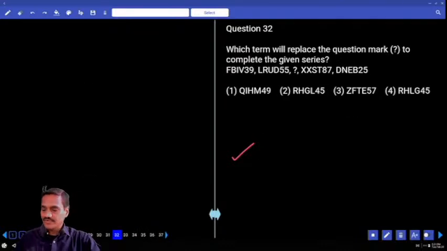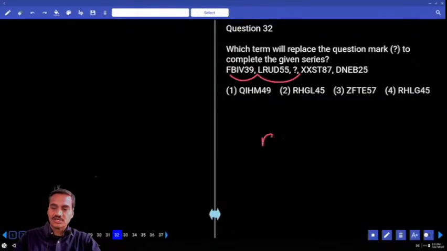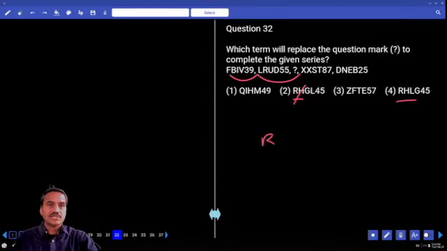Now F and L, tell me what is the difference we have? Plus 6. X plus 6 is R. Isn't it? R plus 6 is X. X plus 6 is D. Hence the first letter is R. The first letter R is common in these two, and the second letter is common, no need to check the second. Then now we need to check the third letter.